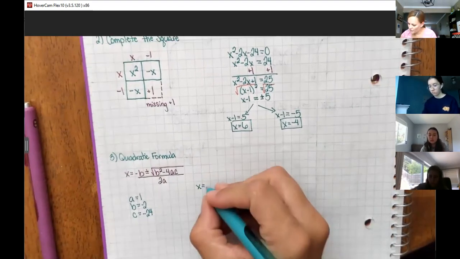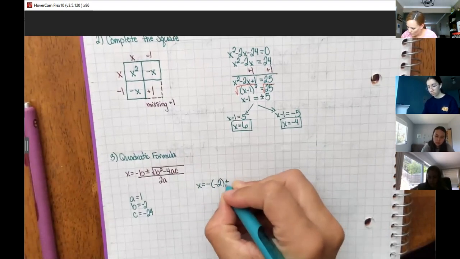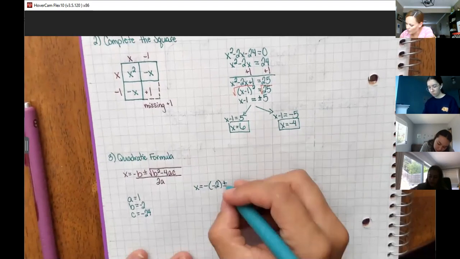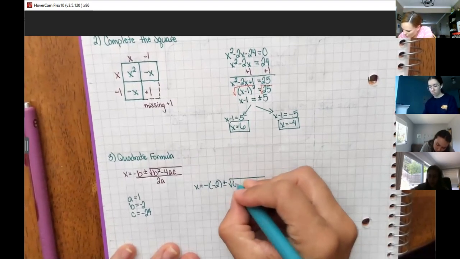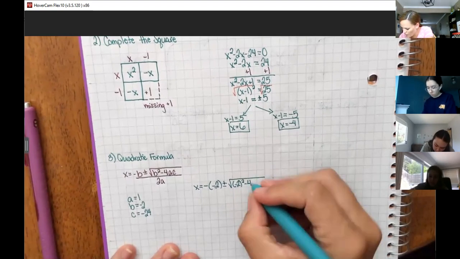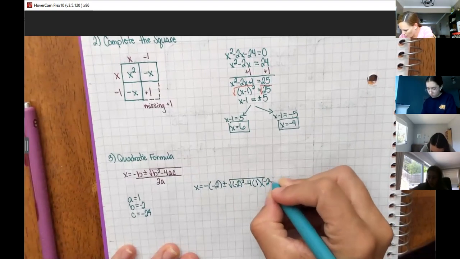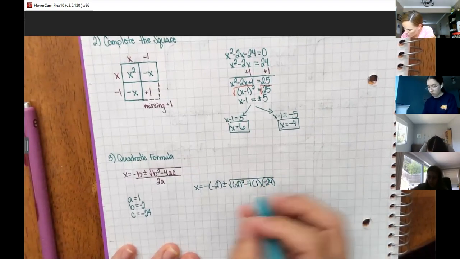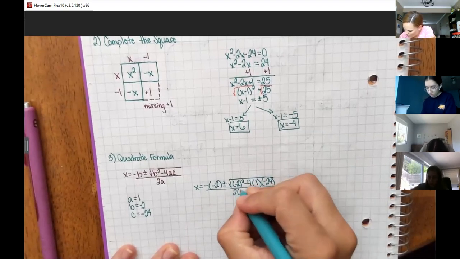So when I plug these in, I have the opposite of -2 plus or minus, and I'm just going to show all the steps here. b squared, so -2 squared minus 4, it's always a 4, times 1 times -24, all divided by 2 times 1.